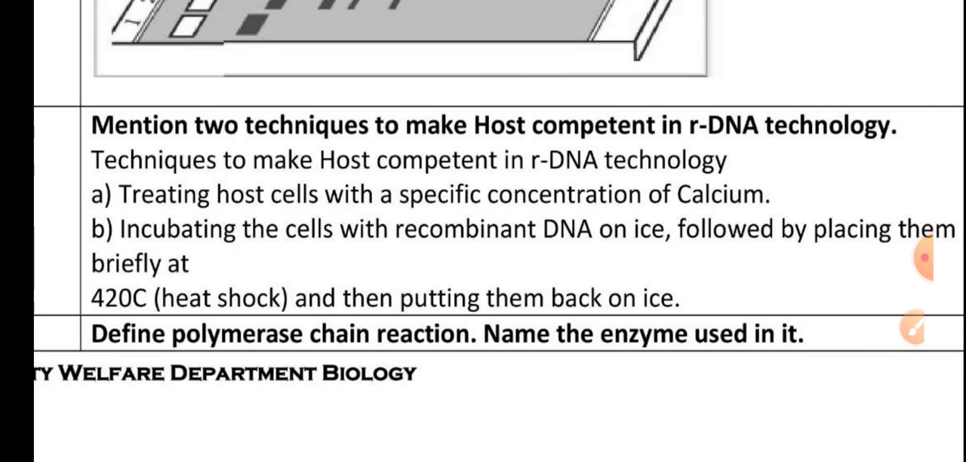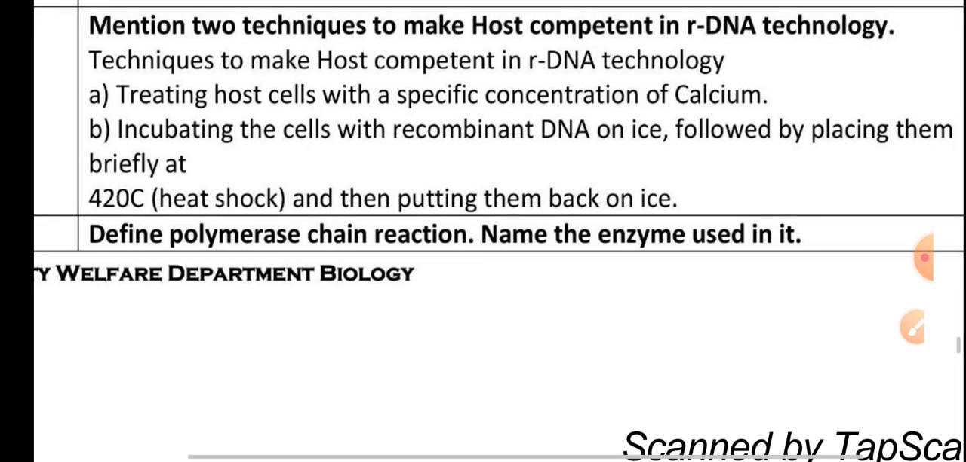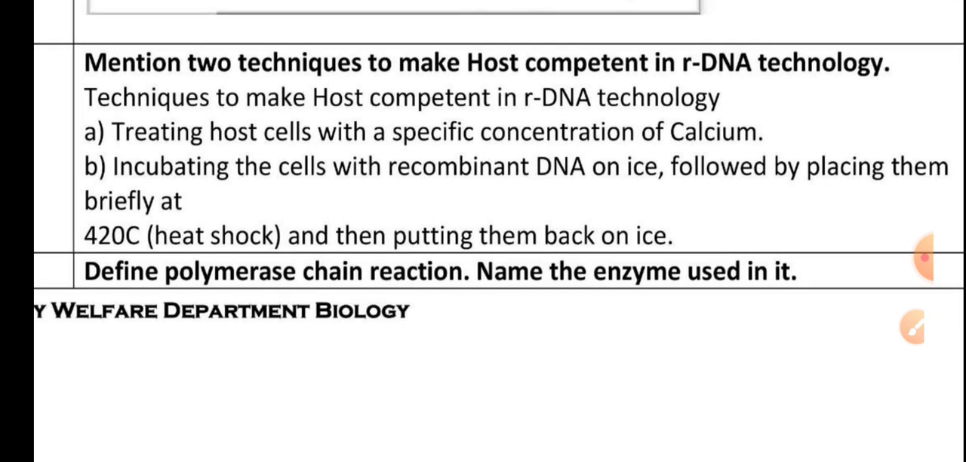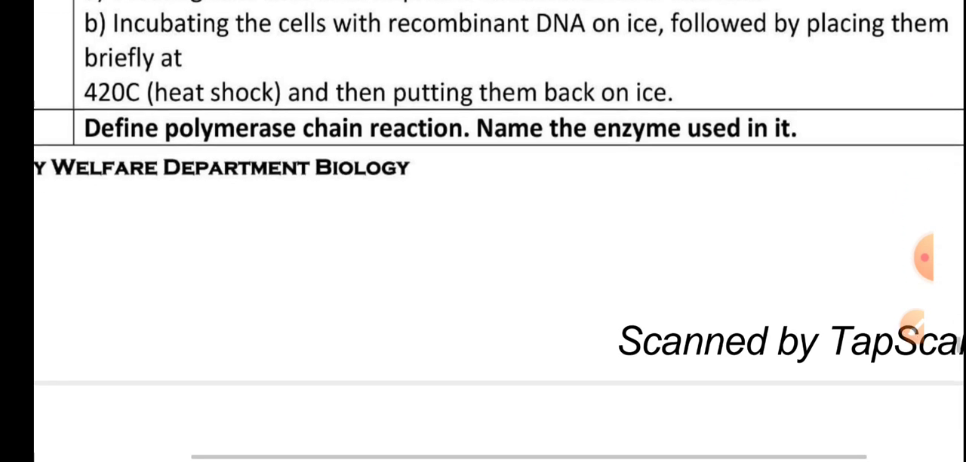Mention two techniques to make a host competent in recombinant DNA technology. First, treating a host cell with a specific concentration of calcium. Second, incubating the cell with recombinant DNA on ice, followed by placing them briefly at 42 degrees Celsius heat shock, and then putting them back on ice. These are the techniques to make a host competent in recombinant DNA technology.